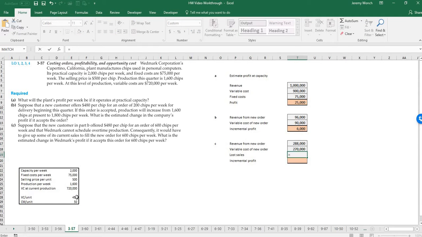Our lost sales is we're going to have to reduce our production from 1,600 to 1,400, so reduce it by 200 units. Multiply that times the profit we're going to lose, which is the contribution margin at $50. So if we accept this scenario where we actually trade off some of our old customers for new customers, we will still have an incremental profit of $8,000. So it is better to accept this deal in part C than it is not to.